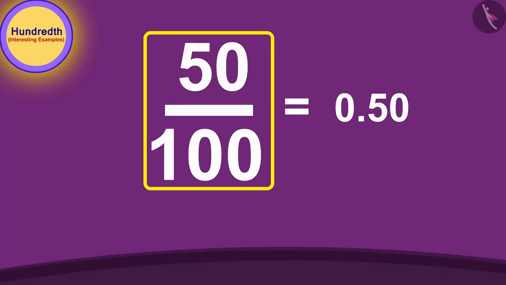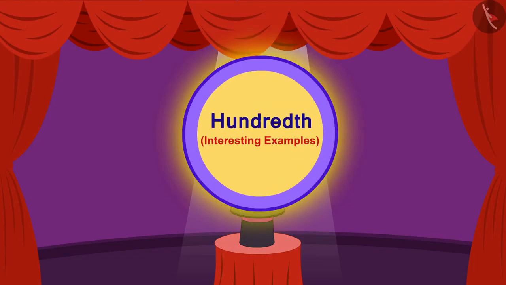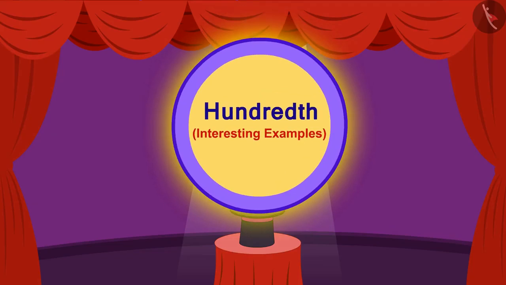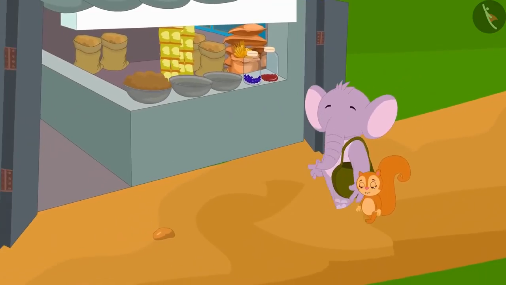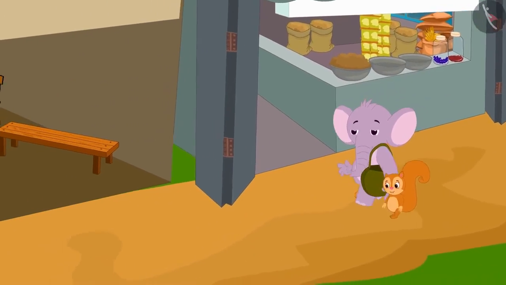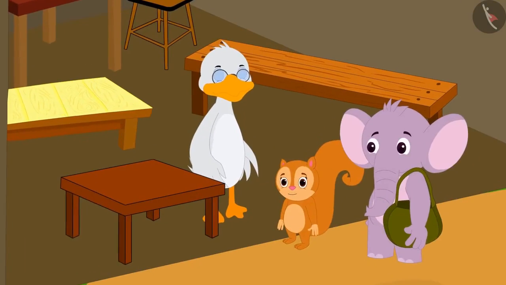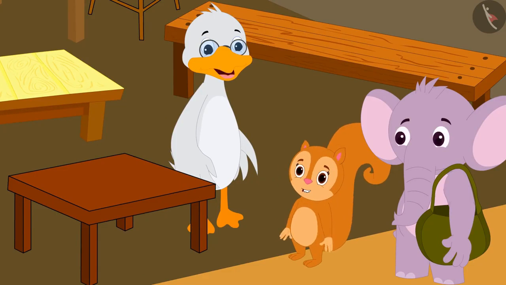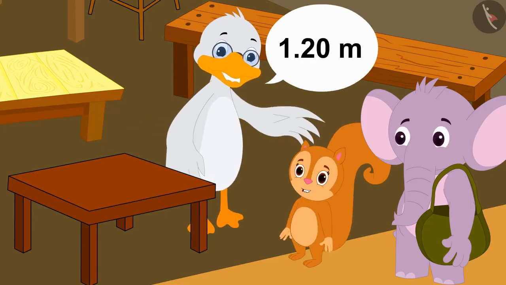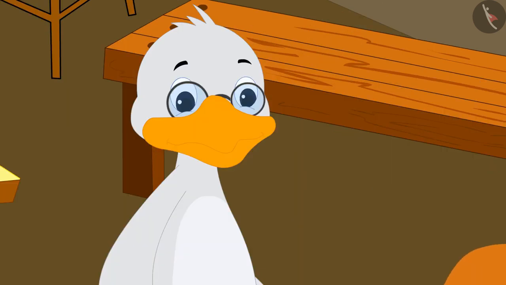Hello kids! In the previous video, we learned about what is hundredth. In this video, we will learn more about it through some interesting examples. Appu and Chanda have come to the market to buy tables for their respective homes. Chanda liked this table very much. She asked Uncle, How long is this table, Uncle? This table is 1.20 meters long. Uncle told Chanda.